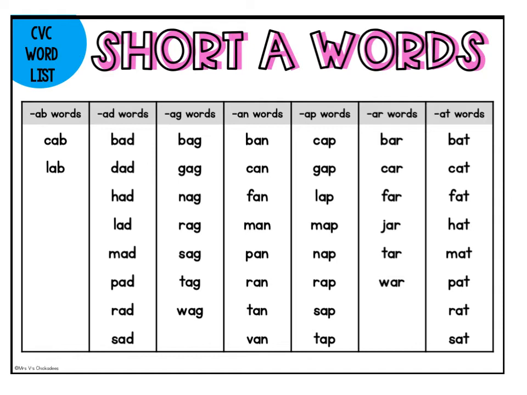Very good. Now let's have the last word list. Words that end with at. Okay, I'm going to read first. Bat, cat, fat, hat, mat, pat, rat, sat. Your turn.